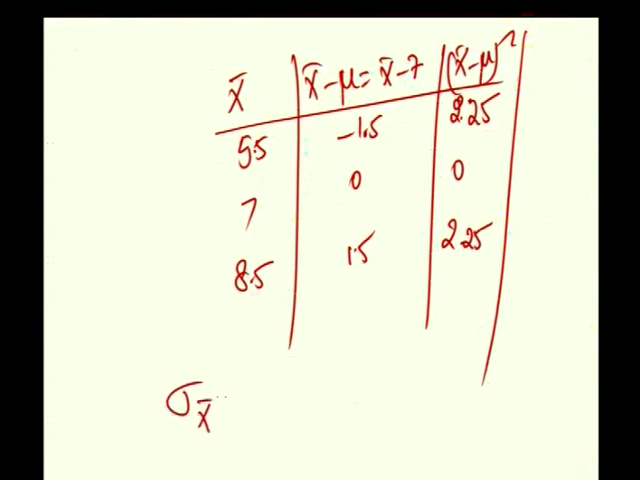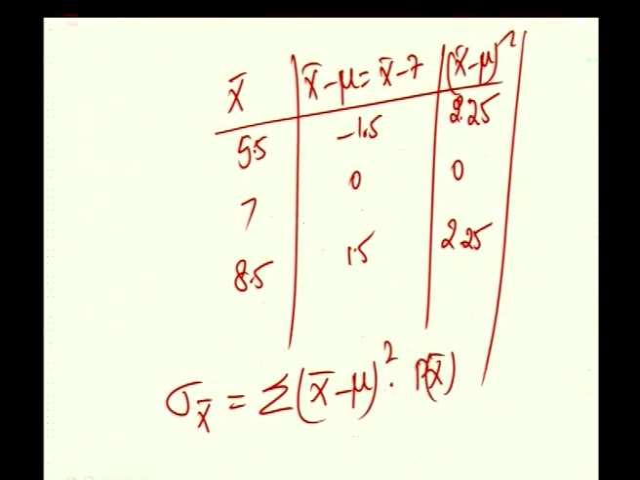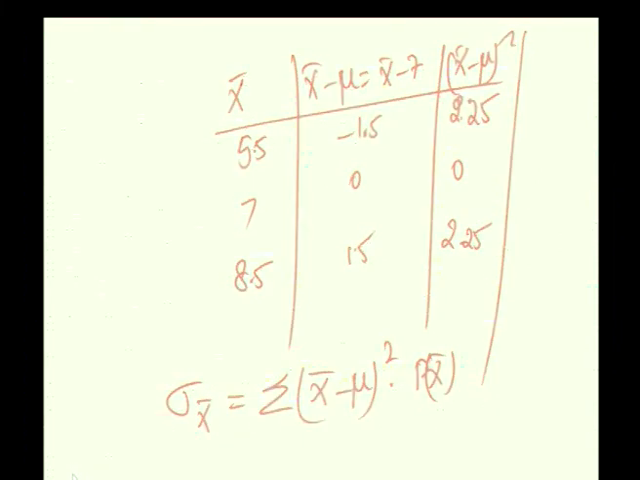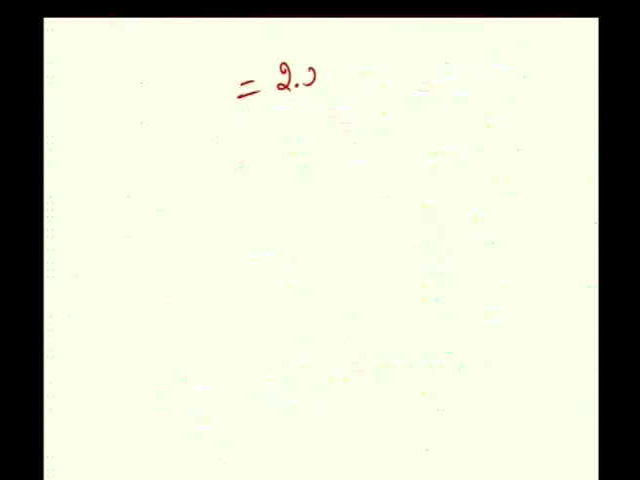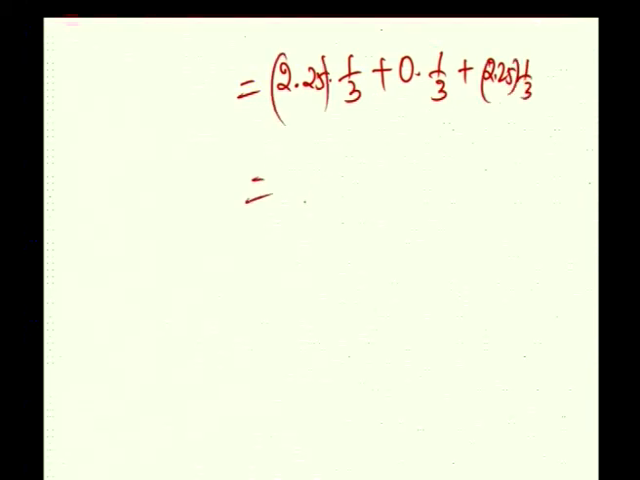Next, x bar minus mu whole square into P of x bar, as we shall calculate the standard deviation sigma x bar, which is the root of summation x bar minus mu whole square into P of x bar. So, summation x bar minus mu whole square into P of x bar is equal to 2.25 into 1 by 3 plus 0 into 1 by 3 plus 2.25 into 1 by 3. Okay. And this value comes to be equal to root of 4.5 by 3, which is root of 1.5, that is your sigma x bar.